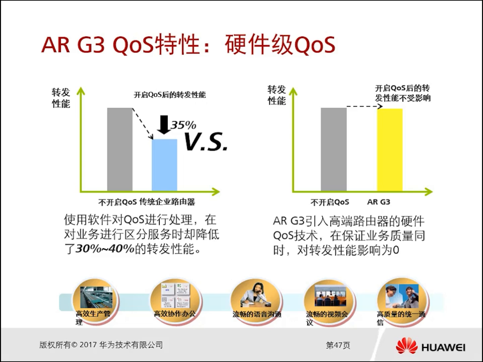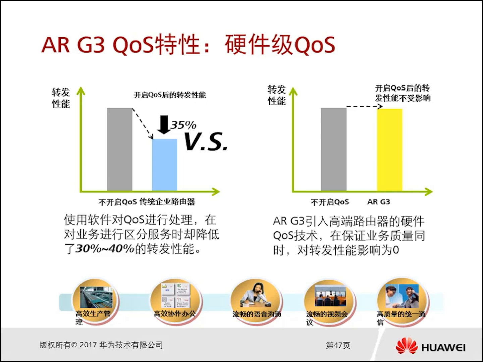What can be achieved at this time? For my enterprise, I can achieve efficient production management and efficient collaborative office. Of course, your voice calls will definitely be very smooth. Then you have video conferences, etc. High quality communication is definitely able to meet all requirements. It can ensure that the performance of the forwarded data is not affected. This is a very, very good advantage.